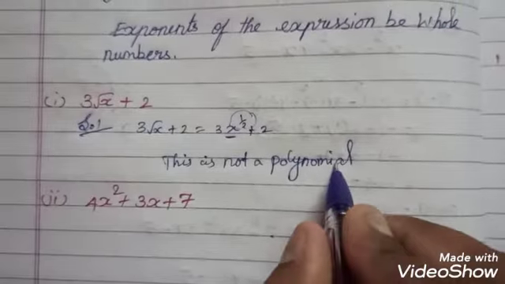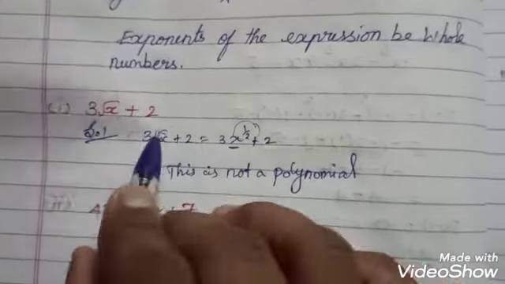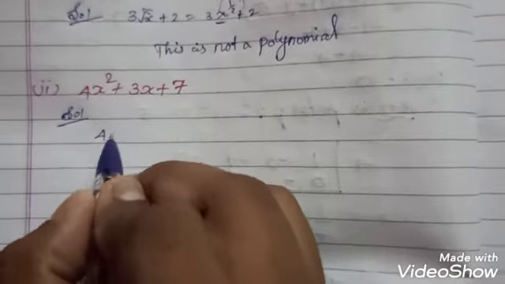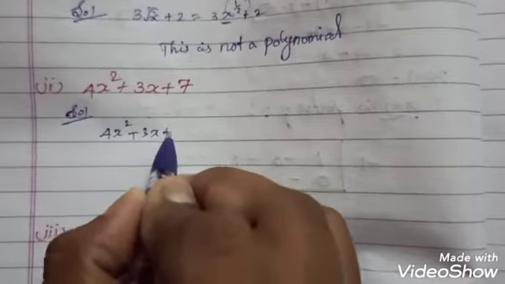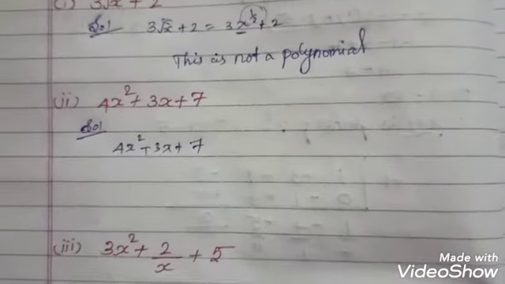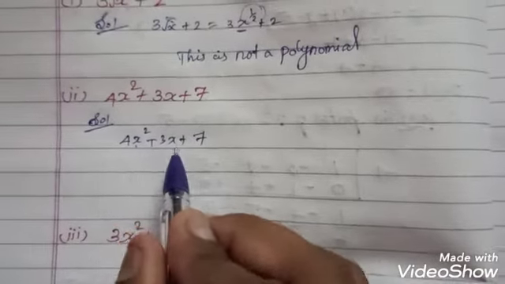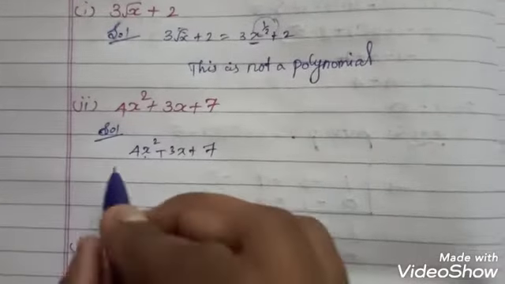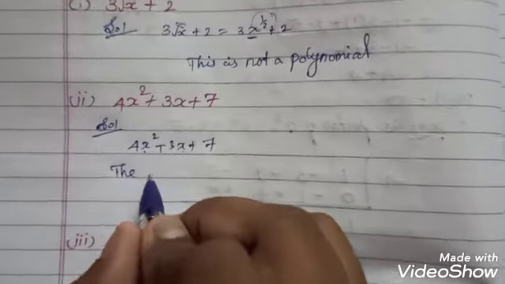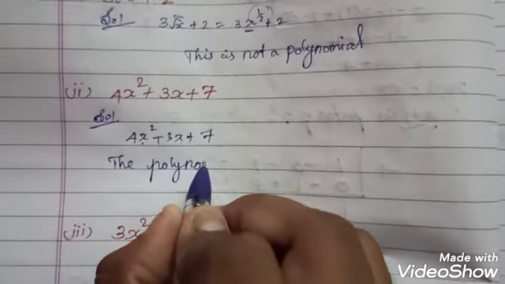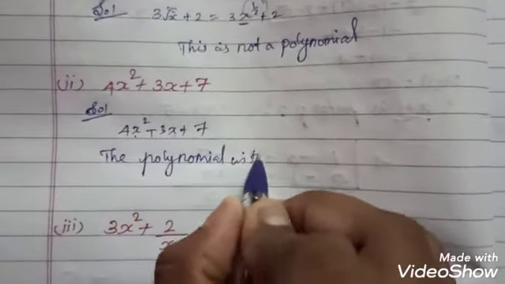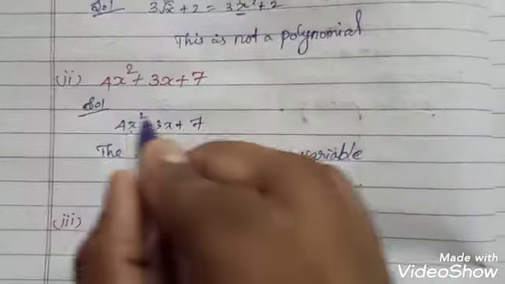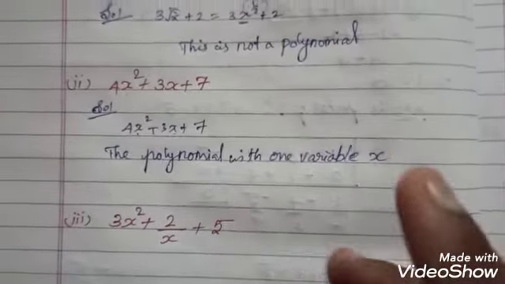Once you say the result is not a polynomial, you need not consider whether it's one variable or not. And here you see 4x square plus 3x plus 7. You see in all the expression, the variable is x. So here it is a polynomial with one variable. What is the variable? x. One variable x.